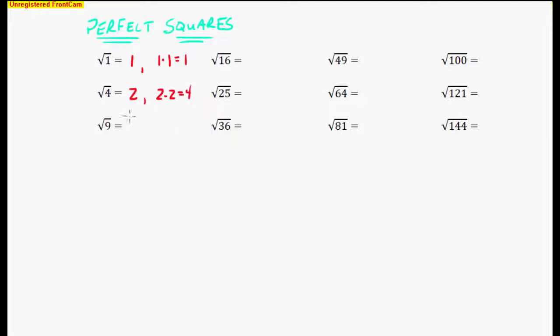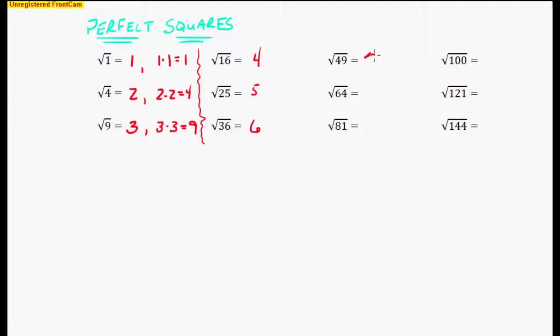So again, I'm undoing squaring. The square root of 9 would be 3. Again, because 3 times 3 equals 9. And if I want to finish up these perfect squares here, square root of 16 would be 4. Again, because 4 times 4 equals 16. Square root of 25 is 5. Square root of 36 is 6. And these all go back to your multiplication tables, right? These are your multiplication tables from elementary school, really.